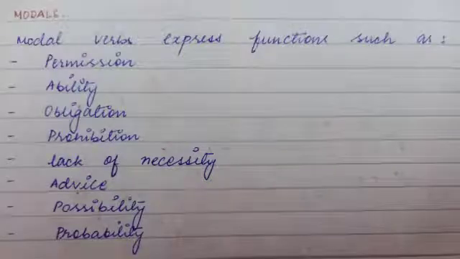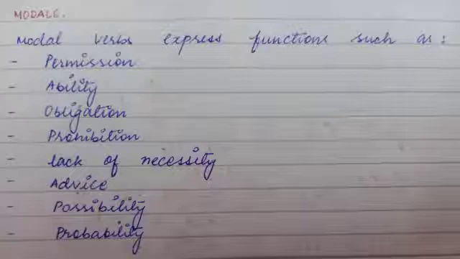Modal verbs express few functions. We'll talk about it first because then after that it will be very easy for you to understand. So the first one is permission. We all know what is permission. It means to ask someone before doing something. Next point is ability. Now what is ability? It means you have a skill to do something. Obligation, to do something because it is a law or a duty.